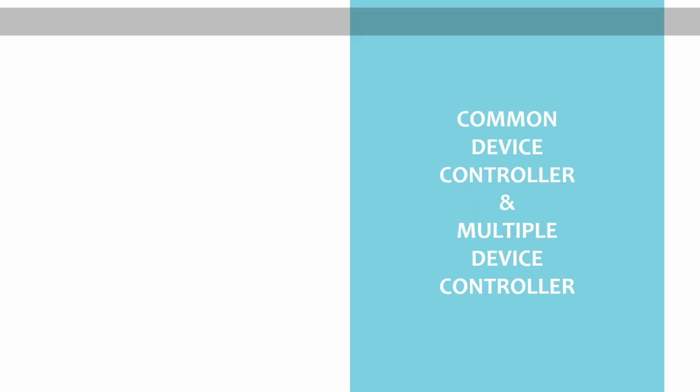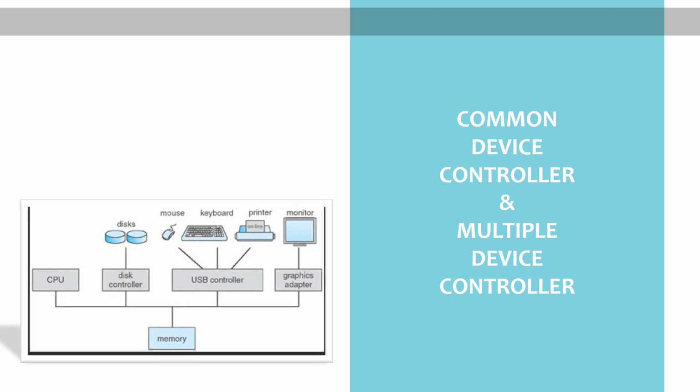Okay, so after seeing the difference between the device driver and device controller, now I'll look at the device controller in a little more detail. You can see on the screen that there is one image, and in that image we have a CPU, a disk controller, a USB controller, and a graphics adapter controller, or a graphic controller, we can say.